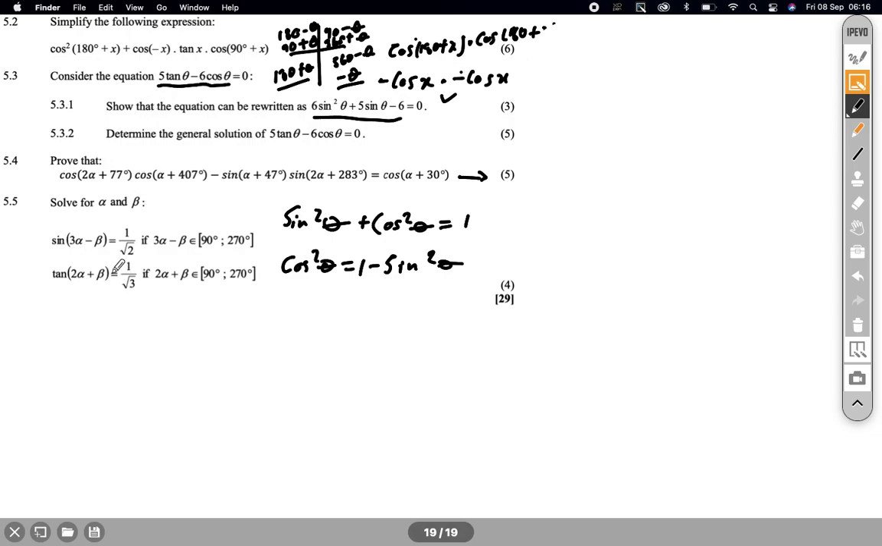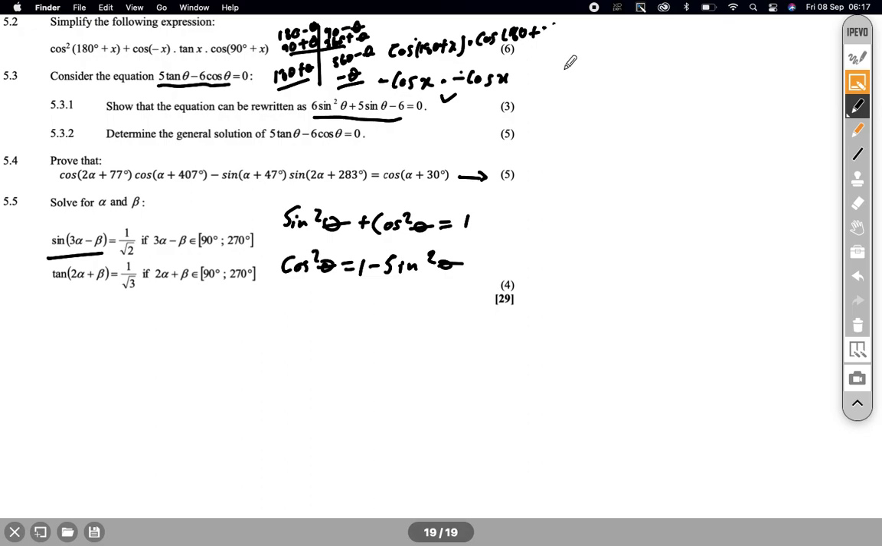Okay, so we have that sine of 3 alpha minus beta is equal to 1 over the square root of 2, if 3 alpha minus beta is between 90 and 270. And then we have tan of 2 alpha plus beta is equal to 1 over square root of 3, if 2 alpha plus beta is between 90 and 270. Okay, so let's start.